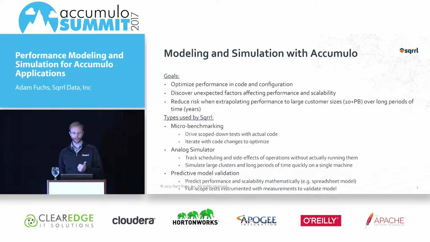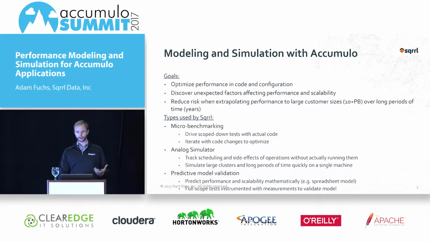Okay, so we're going to talk about micro benchmarking. We're going to talk about analog simulation, so pretending we're running the thing but not actually running it. And then predictive model validation, so looking at a very tight accounting for everything that's going on and trying to detect any kind of deviations in accounting at smaller scale so we can be a lot more confident in our extrapolations. All of these things get used together, and I'm going to go into each of them and talk about how you code up the technique, what kinds of insight you can get from it, and how you use that in a cycle to improve your code.